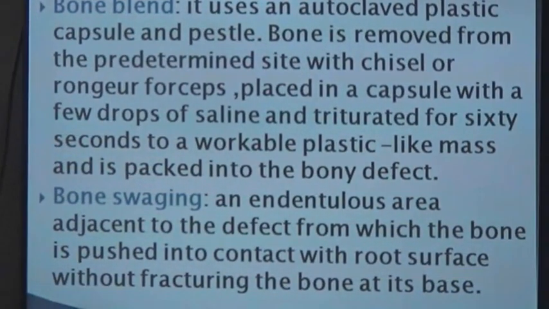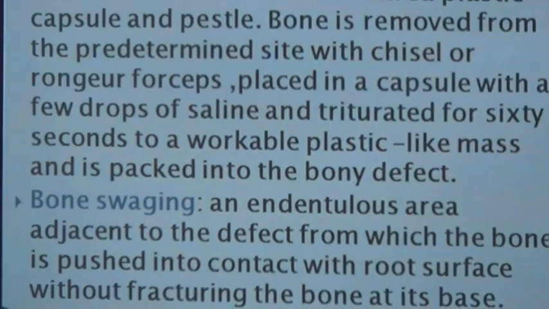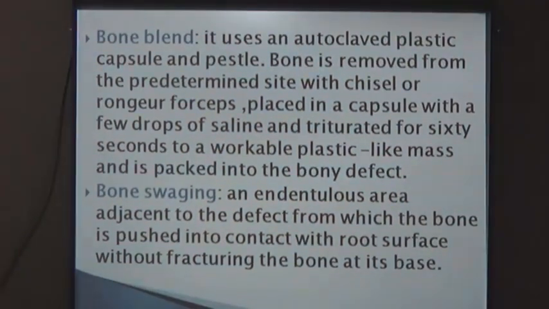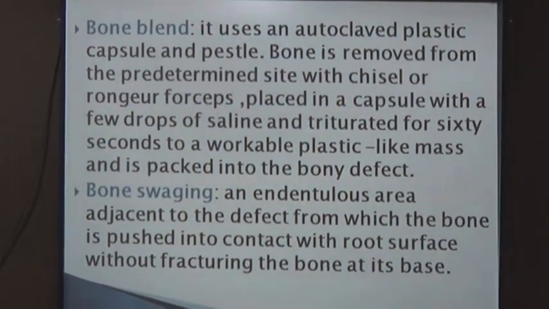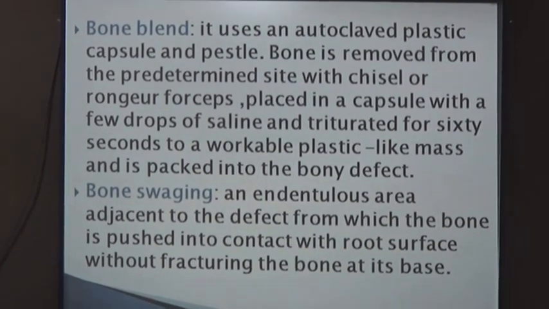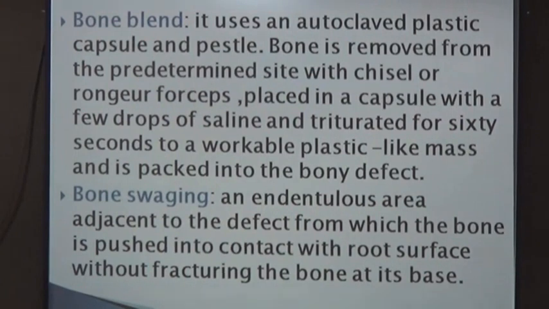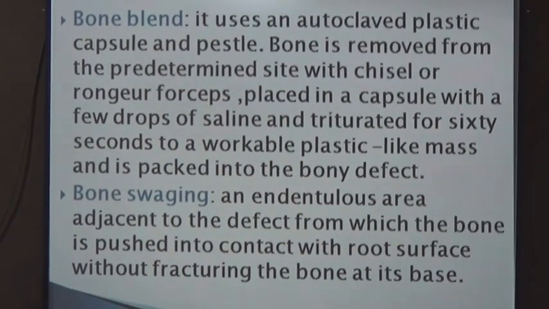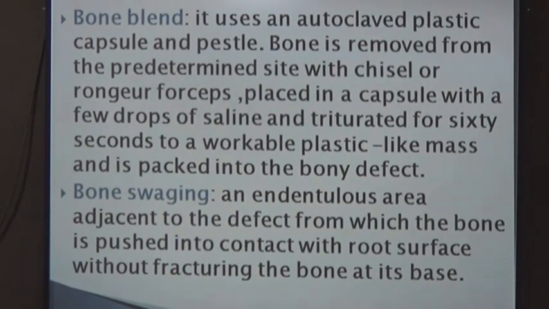What is bone blend? They can ask you this in MCQ. It uses an autoclaved plastic capsule and vessel. Bone is removed from the predetermined site with a chisel or a Ranger forceps, placed in a capsule with a few drops of saline and triturated for 60 seconds to a workable plastic-like mass and packed into the bony defect.